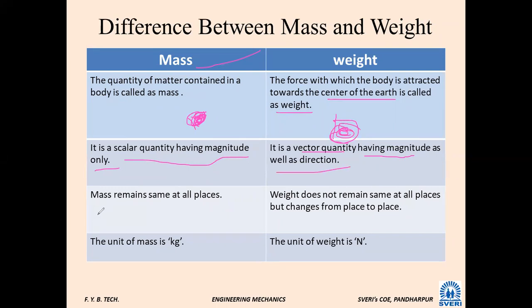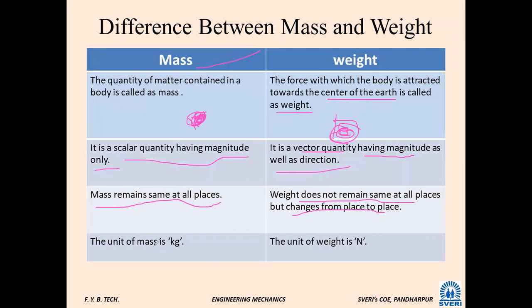Clear? Next, mass remains the same at all points. It will not change. Whatever the mass is, it is the same at all places. Whereas weight does not remain the same at all places, but changes from place to place. If you are on the surface of the earth, the weight is something. When you shift to another planet, that is the moon, the weight of your body is going to change because of the gravitational force.